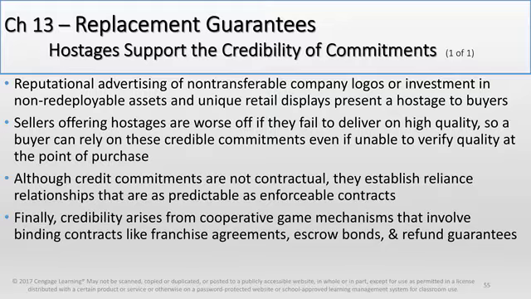Hostages and credible commitments. The core problem: quality in experience goods. In experience goods, like PC components and used cars, quality is not verifiable at the point of sale. Without credible commitment, buyers expect low quality, especially when firms are unknown and products are unbranded. Sellers are temporary or mobile.